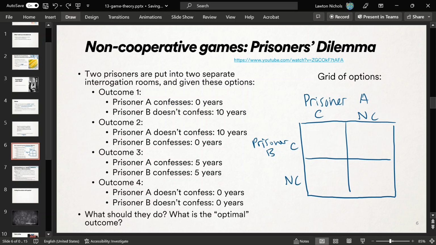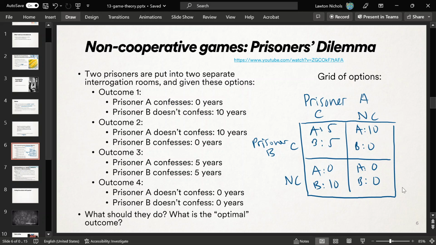If they both confess, then they both get 5 years in jail. A, B, they both get 5. All right. If prisoner A does not confess, but prisoner B does, then prisoner B walks free. They get 0 years, and prisoner A gets 10 years, unfortunately. Same with the flip side. If prisoner A confesses, they get 0 years, and the person that doesn't confess, if prisoner B did not confess, they get 10 years. And then finally, if they both don't confess, if they just keep their mouths shut, there's nothing to go on, and they both get to walk out for free with 0 years in prison, right?